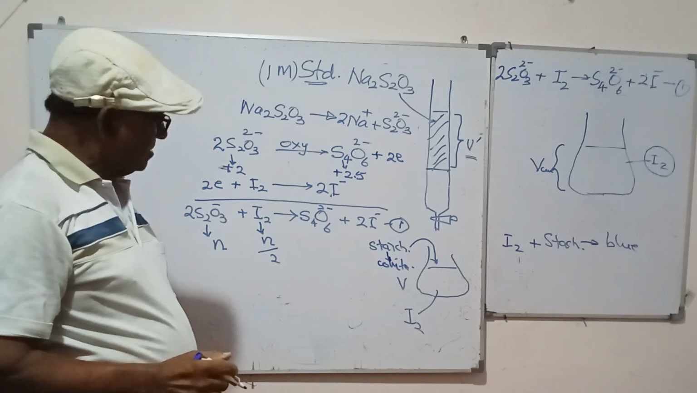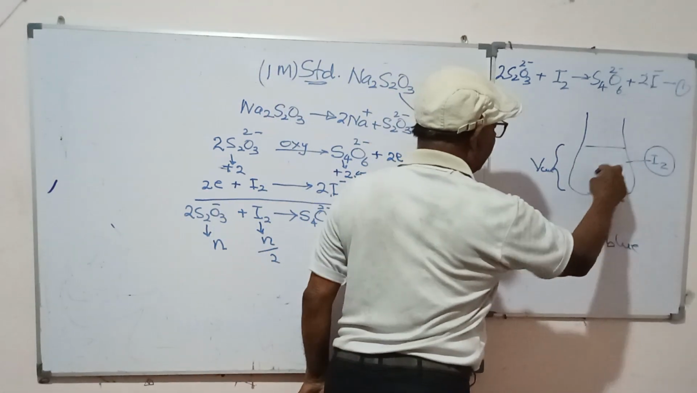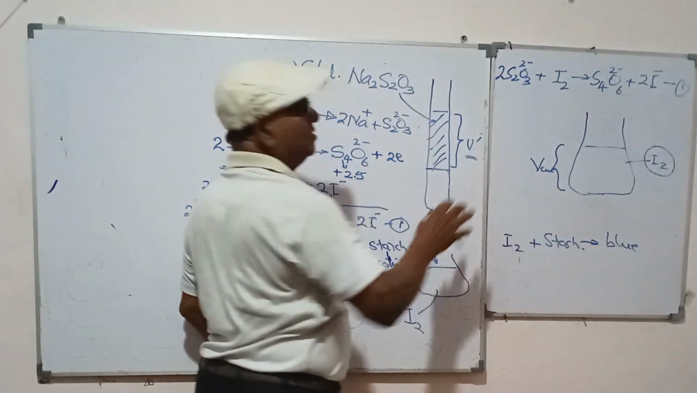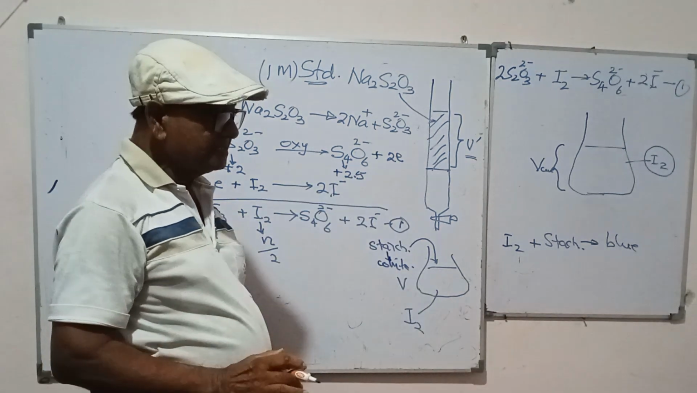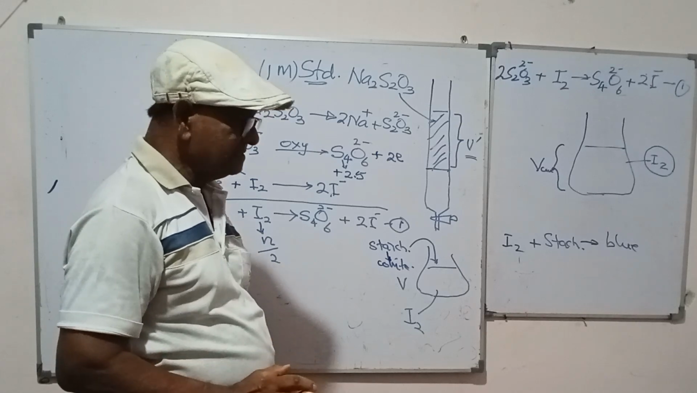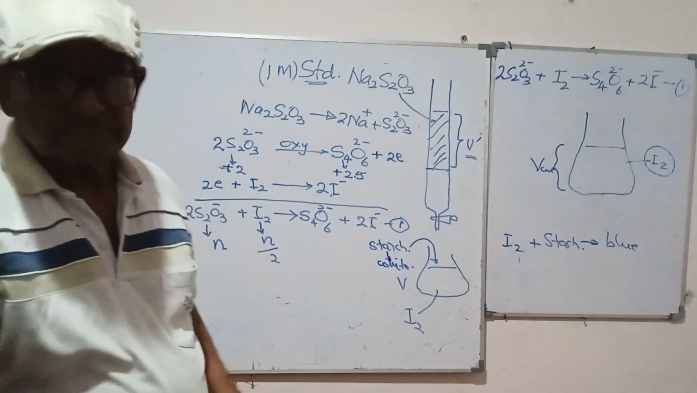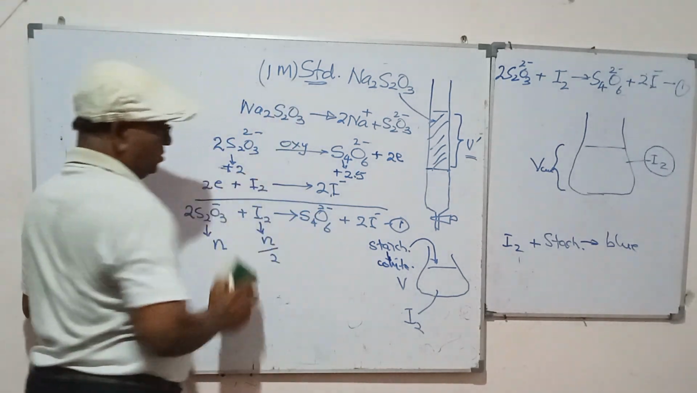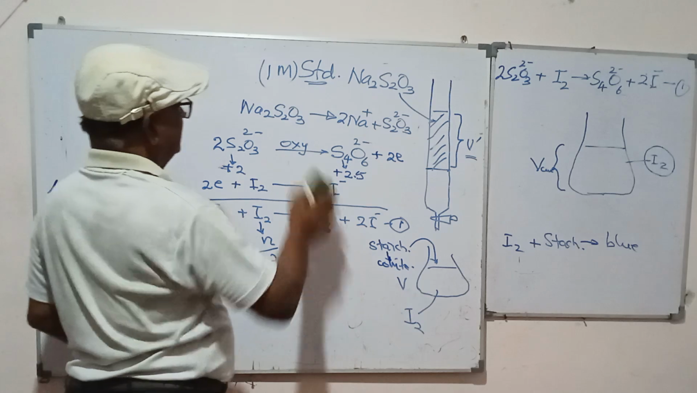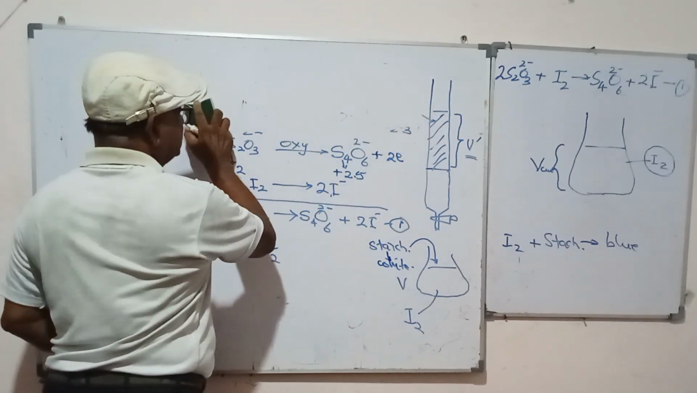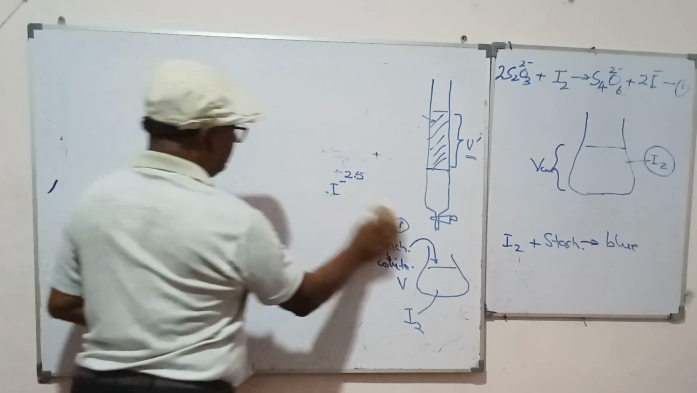Right? So now we must know that if an aqueous solution has any amount of I2, we can find out using this titration. Right? Is it clear, my dear children? Then now I am going to explain how we use this titration for the calculations.